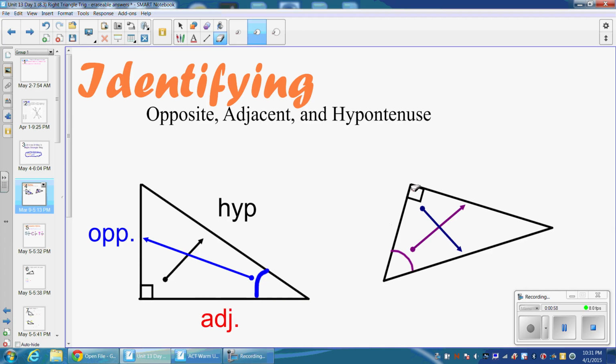Okay, so if I go to the second triangle, I go across from the right angle. That's my hypotenuse. I go to the angle they give me, which is this purple angle, go across from that. That's considered the opposite side, and whatever's left is what we call the adjacent side.